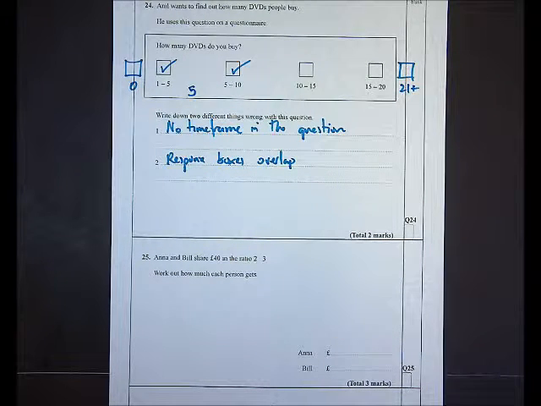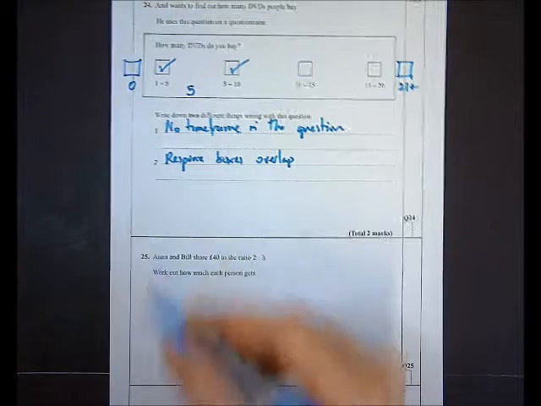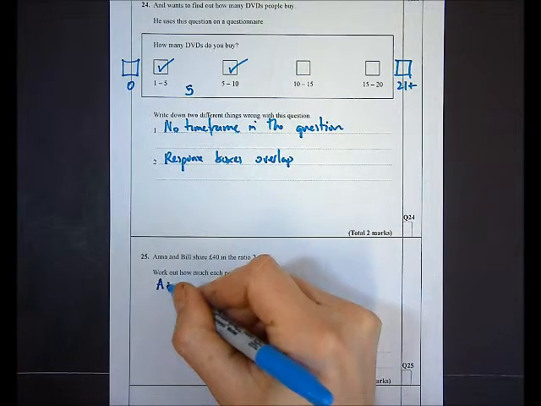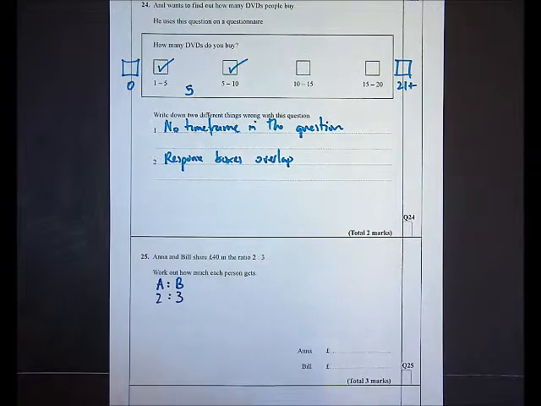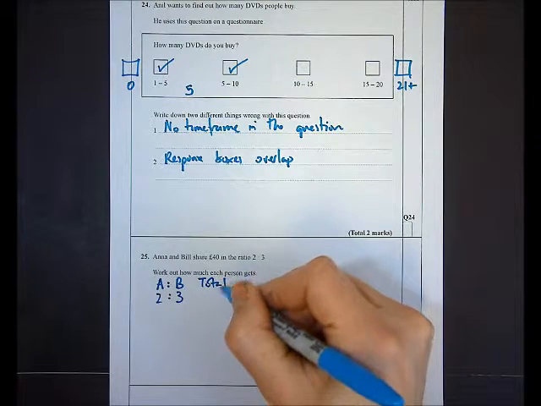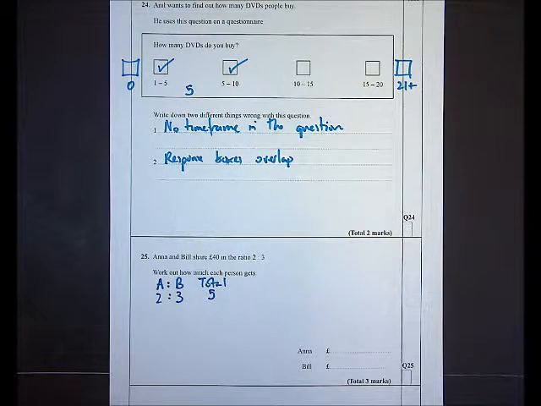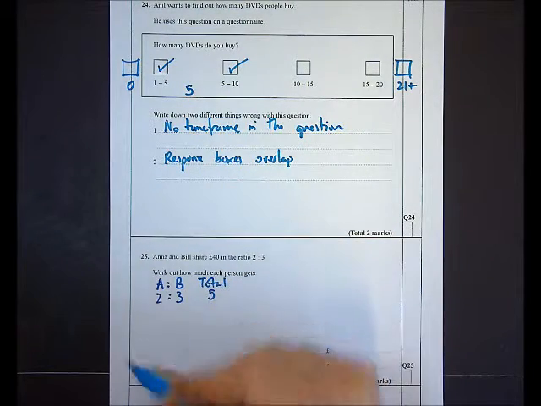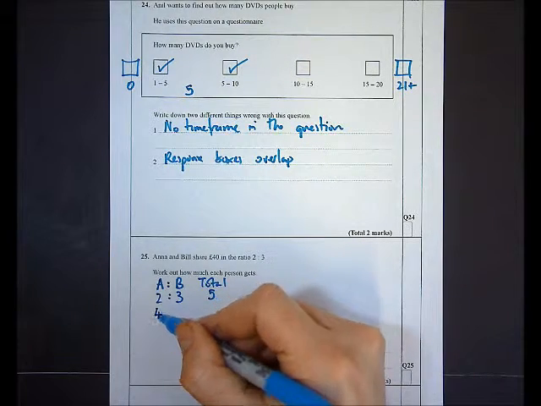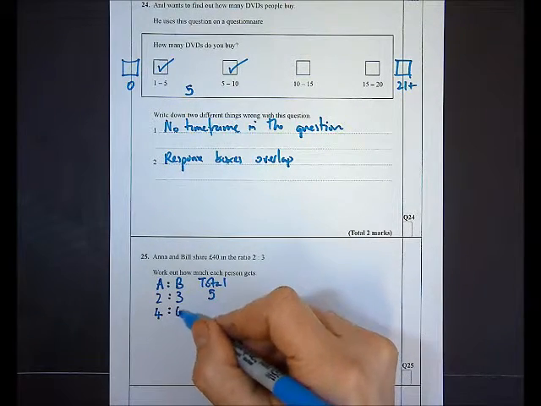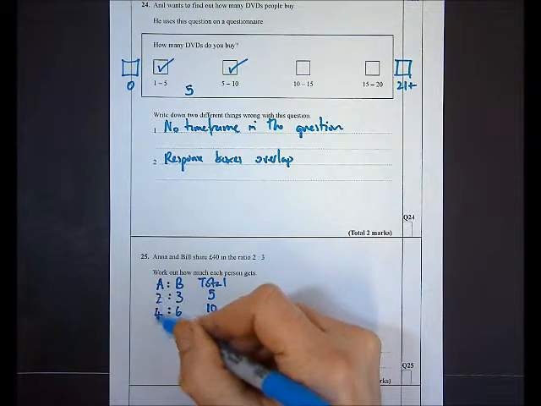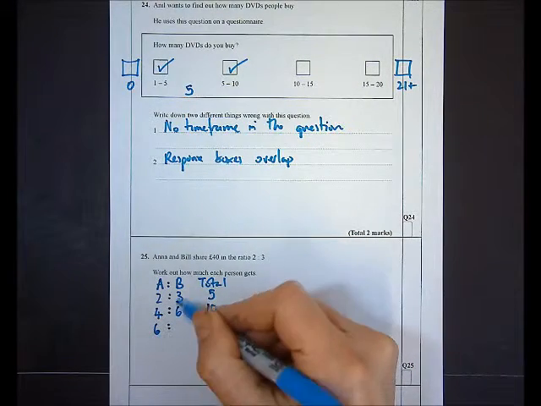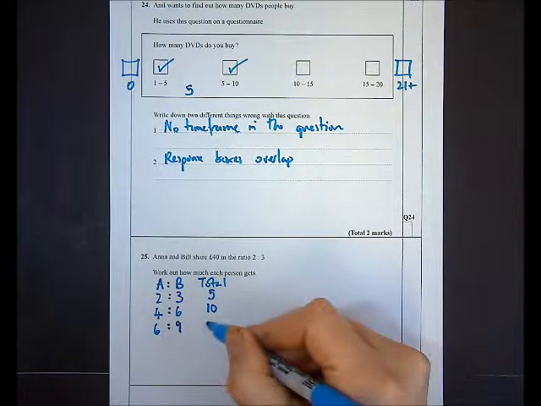In question 25, I'm told that Anna and Bill share £40 in the ratio of 2 to 3. So Anna and Bill, and Anna gets 2, Bill gets 3, and therefore in total it would get 5. Now we're told they've got £40, so I've got to carry on until I get to £40. So if I double Anna's times by 2, she gets 4, Bill gets 6, and that would mean they had 10. If I carry on this pattern, Anna would go from £2 to £4 to £6. Similarly 3, 6, 9, and they'd have 15 in total.